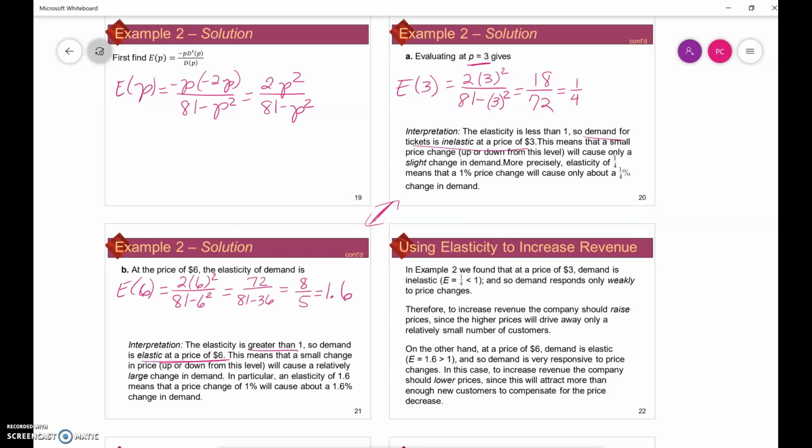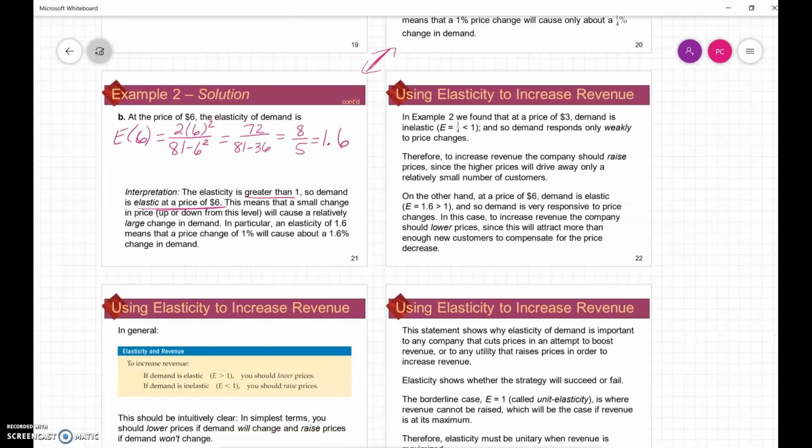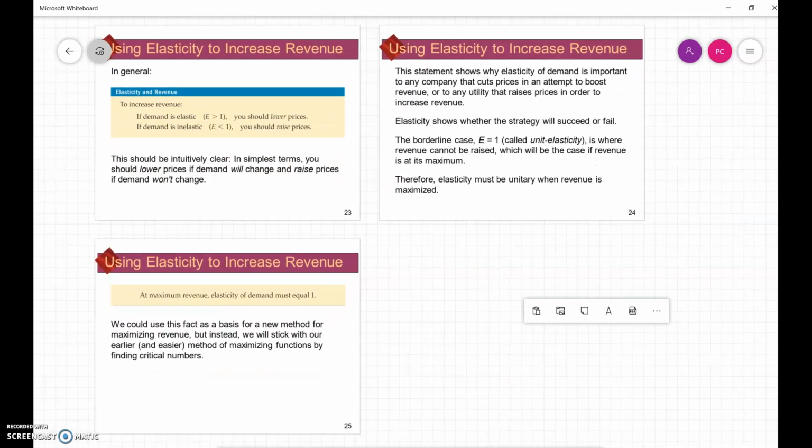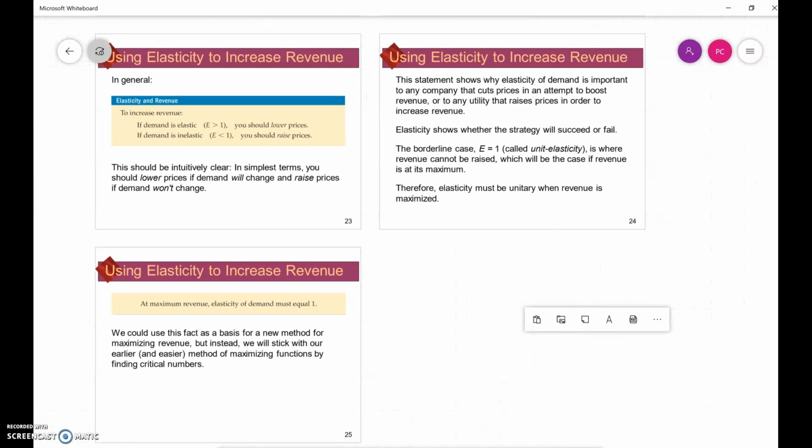All right, so that's elasticity, and using elasticity to increase revenue. In general, to increase revenue, if demand is elastic, or that E is greater than 1, you should lower prices. If demand is inelastic, that is E less than 1, you should raise prices. This should be intuitively clear. In simplest terms, you should lower prices if demand will change, and raise prices if demand will not change.